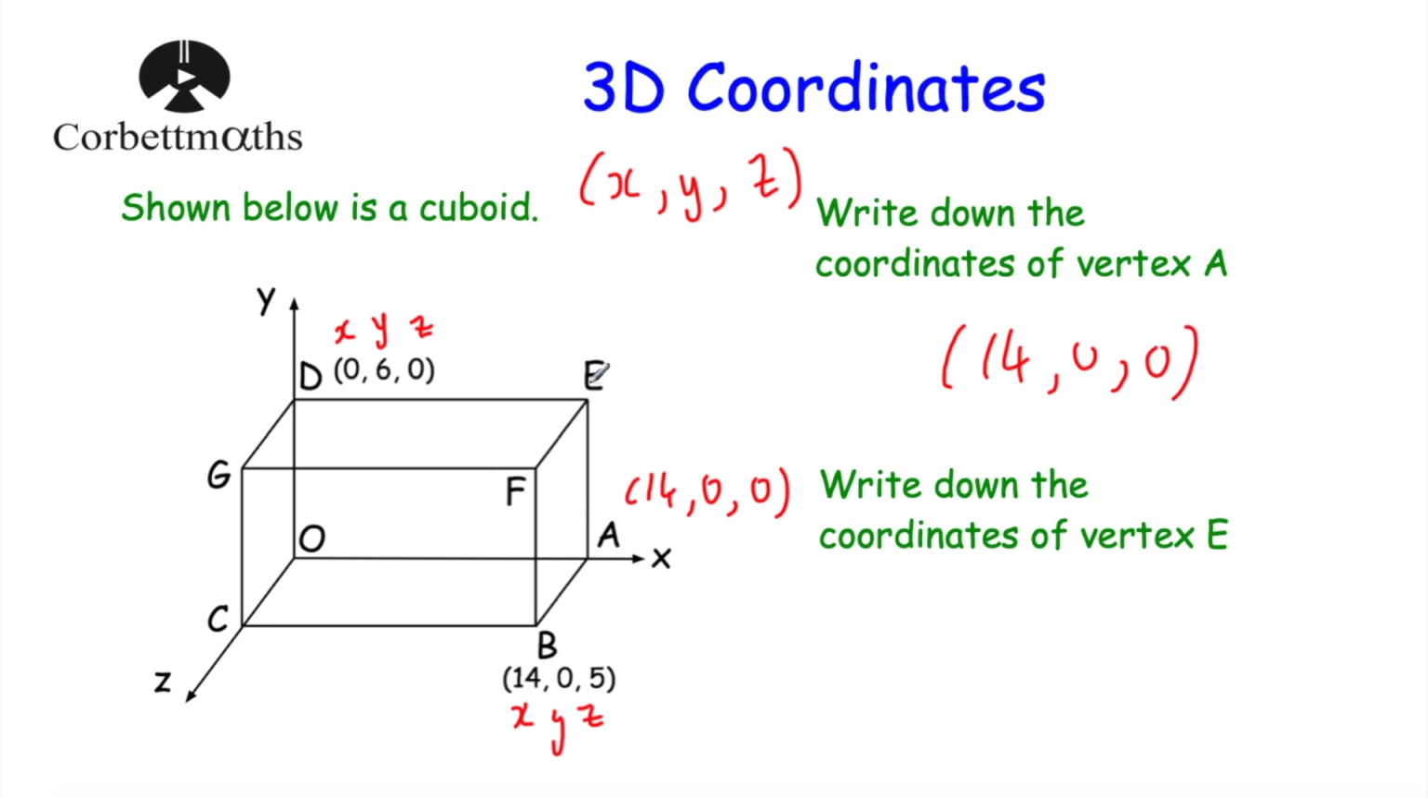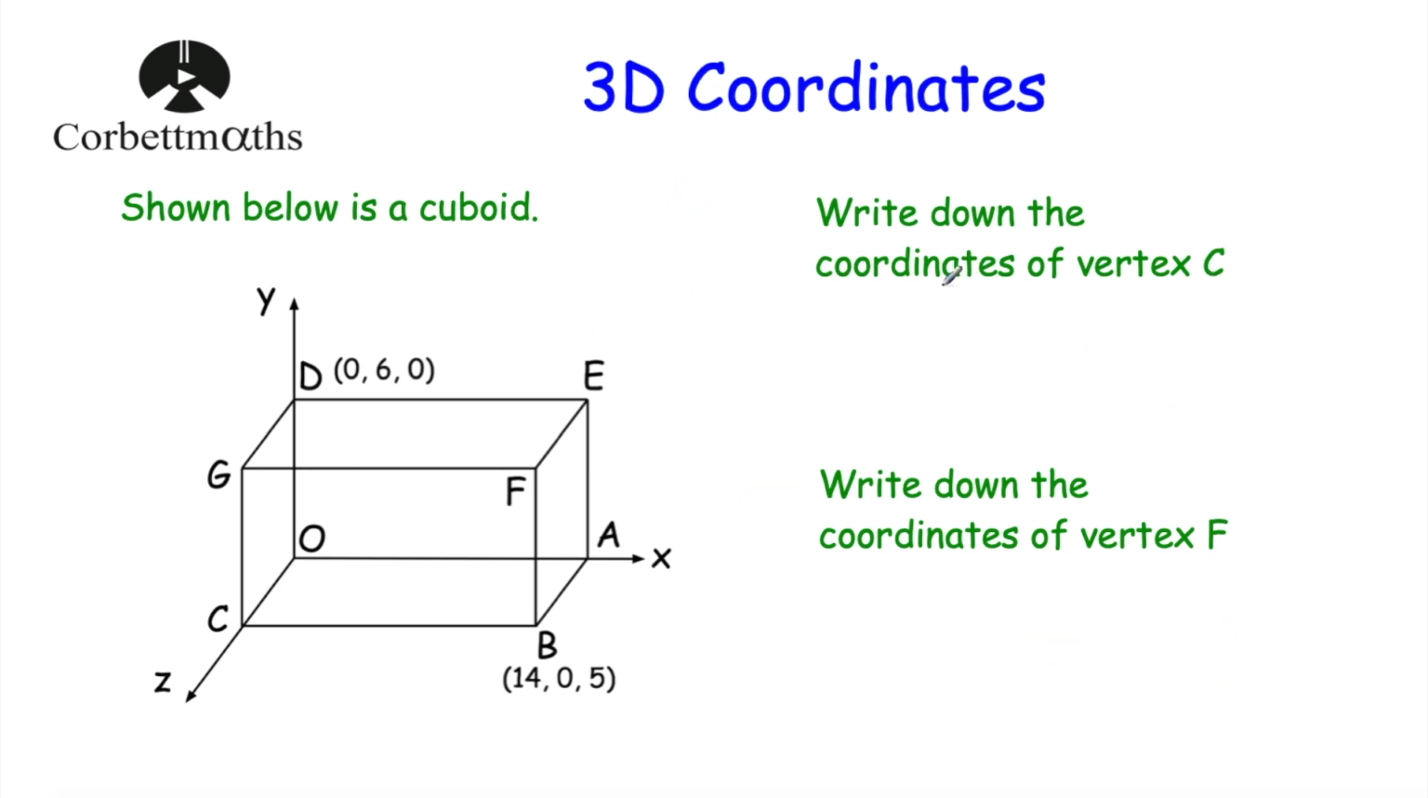Now, in terms of vertex E, this vertex here, we're going to be going 14 along in the x-axis direction because it's above A, so 14 is its x-coordinate. In terms of the y-coordinate, it's going up 6 because it's in line with D. And because it's here, it's not coming out in the z-axis direction, so it's going to be 0. So the coordinates of the vertex E will be 14, 6, 0. And that's it. Okay, next.